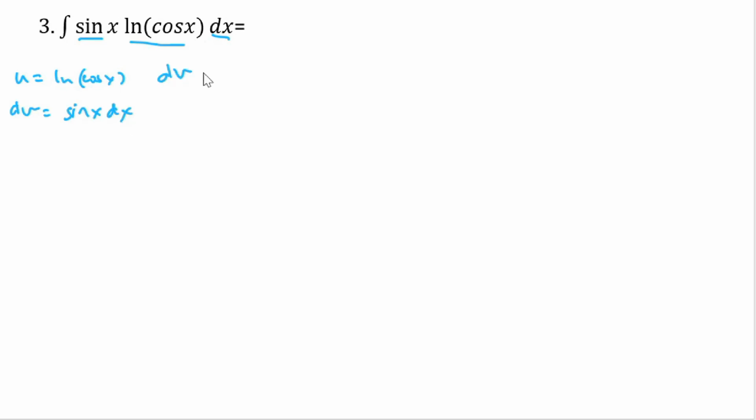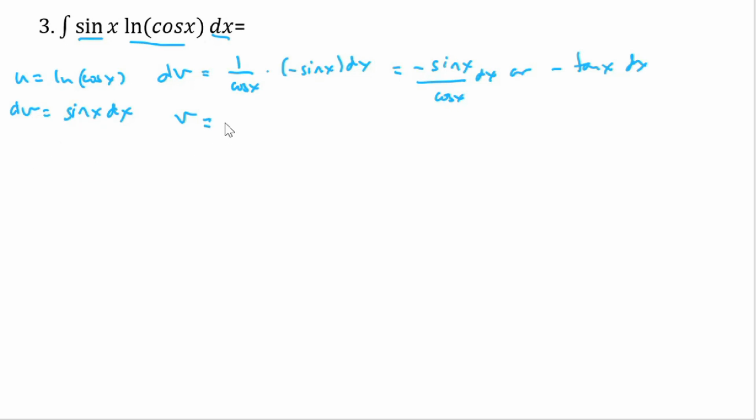And then the derivative of this will become 1 over cosine of x, and times the derivative of cosine x, which is negative sine x dx. So in other words, the product there is equal to the negative sine x over cosine x dx, or we could write the negative of tangent x dx. Then our v is from the integral of this. We have the integral of sine x dx is equal to the negative of cosine x.